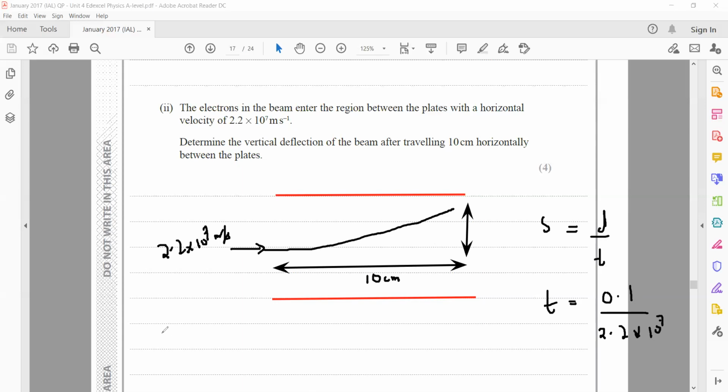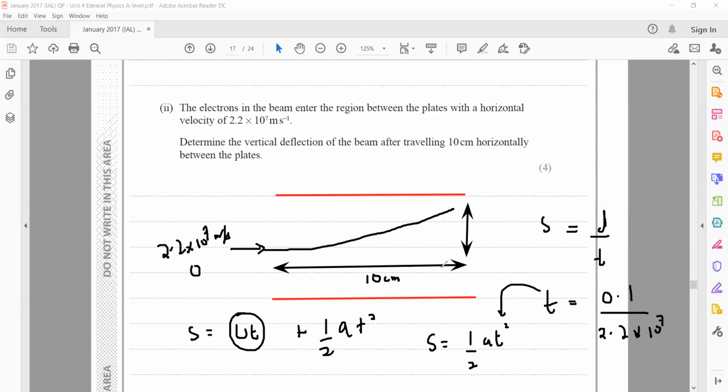Then, because we need this vertical displacement, we will use the formula S = ut + ½at². Why am I using an equation of motion? Because in the vertical part there is acceleration. What is the initial vertical velocity? It is 0, so this whole term is removed. We are left with S = ½at². T is the same as this one, because the time it takes to cover the distance horizontally is the same time it takes to cover this vertical distance, S.